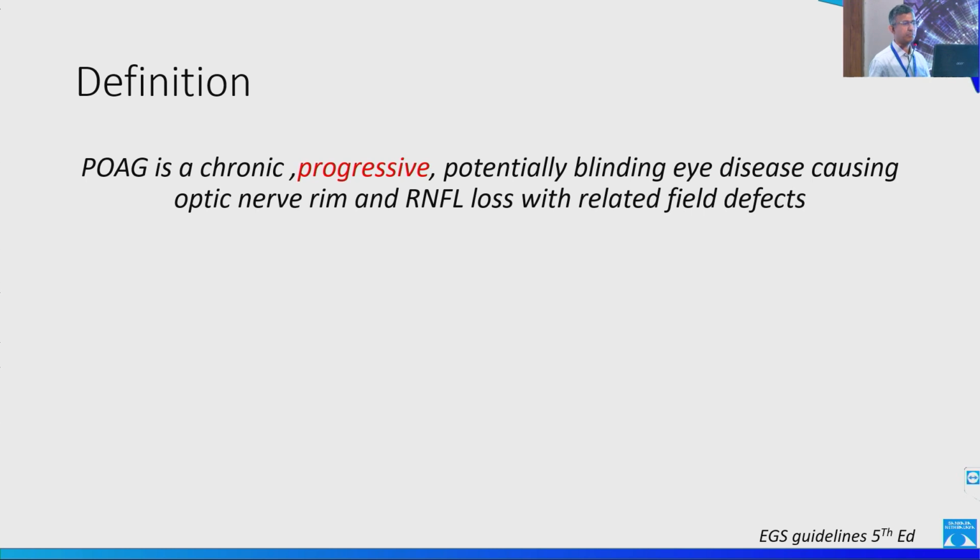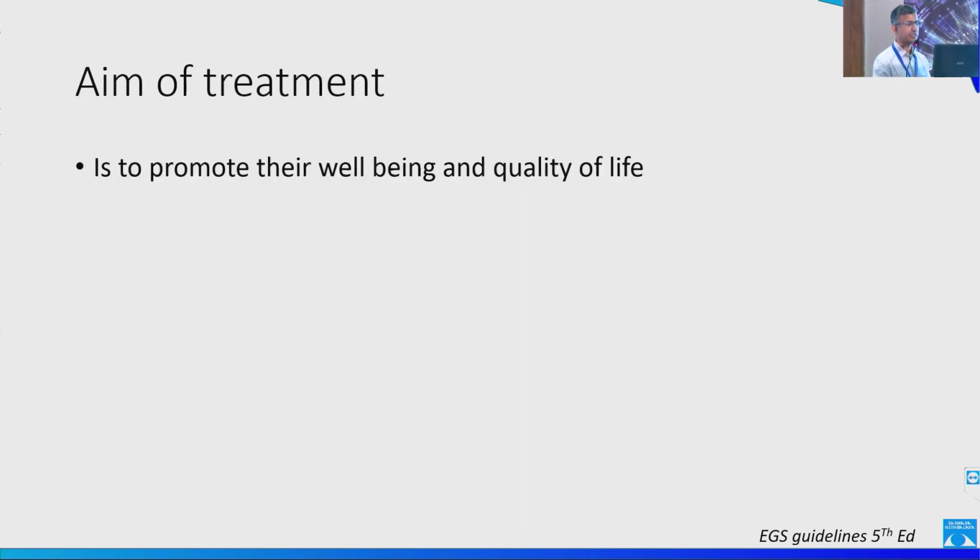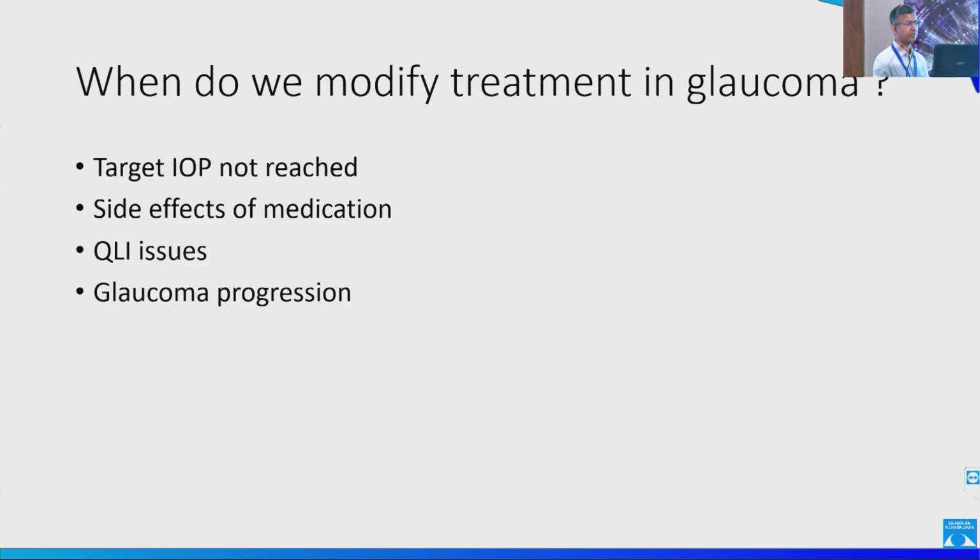Keep in mind that POAG is defined as a chronic progressive potentially blinding disease. So progressive is part of the definition of glaucoma, and therefore whenever we look at glaucoma, you have to look for progression when you are making treatment decisions. And keep in mind also that the aim of treatment is to preserve the patient's well-being and quality of life.